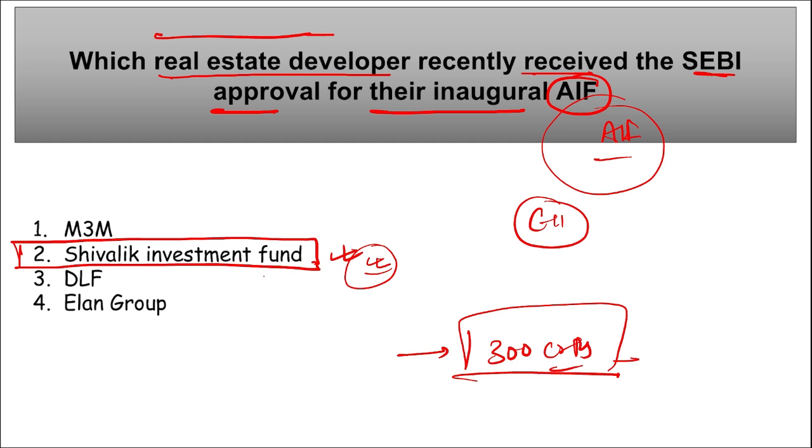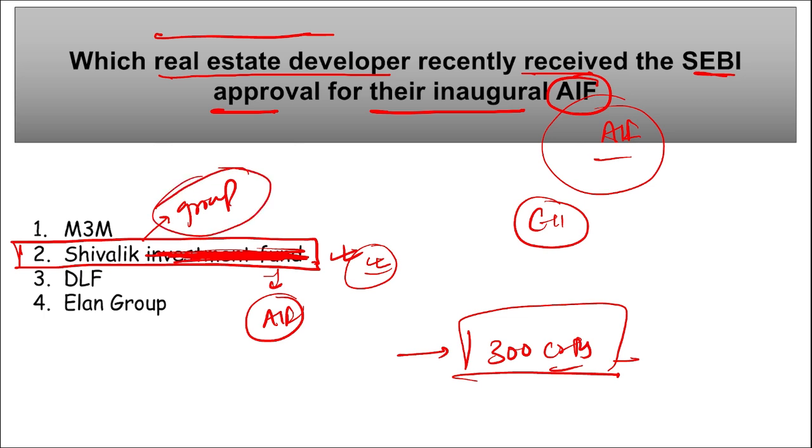Correct? Or I correct myself, it is the alternative investment fund that will be framed here. But the actual name of the company is Shivalik Group, right? So it is Shivalik Group that will be setting up this Shivalik Investment Fund, that is an alternative investment fund.